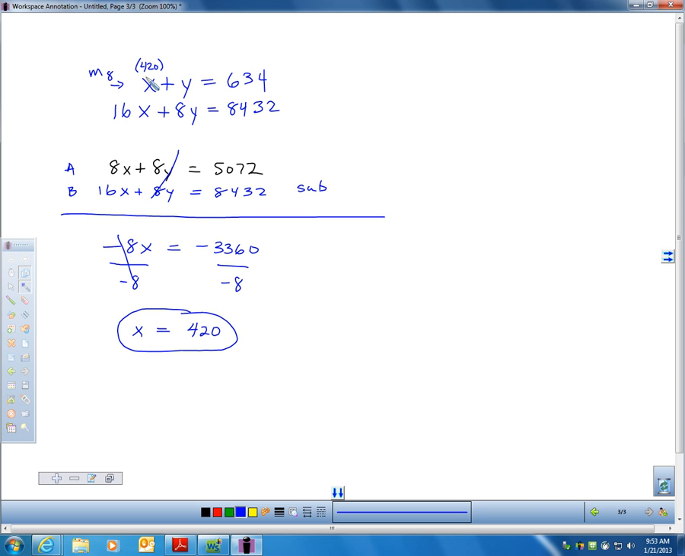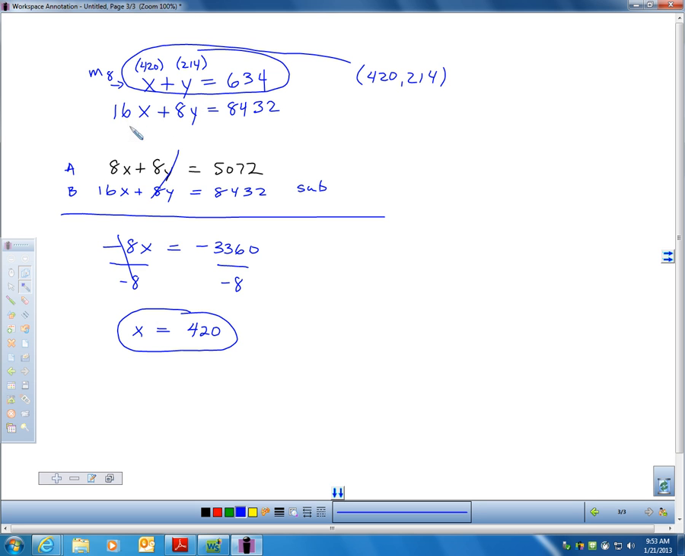We just figured out that we had 420 adult tickets. Well, if there's 420 adult tickets and there's 634 total, all I quickly need to do is take 634 minus the 420. That means there must have been 214 student tickets. So the answer should be 420 and 214. I already know that that works in the first equation. Let's try the second just to make sure.